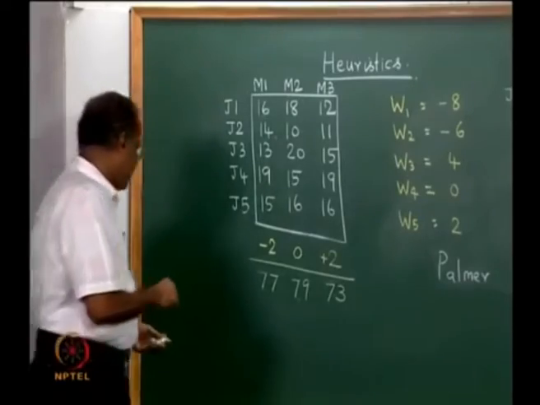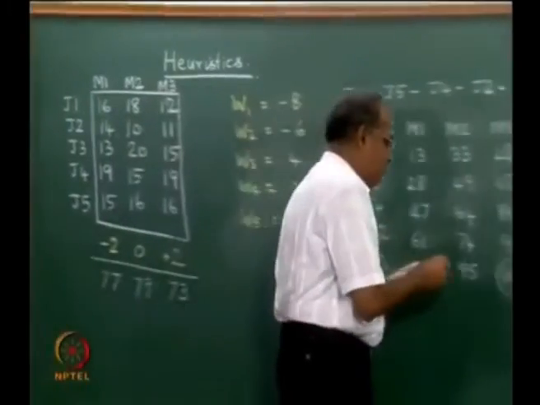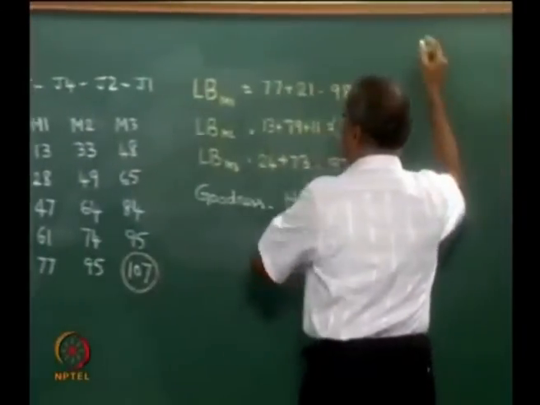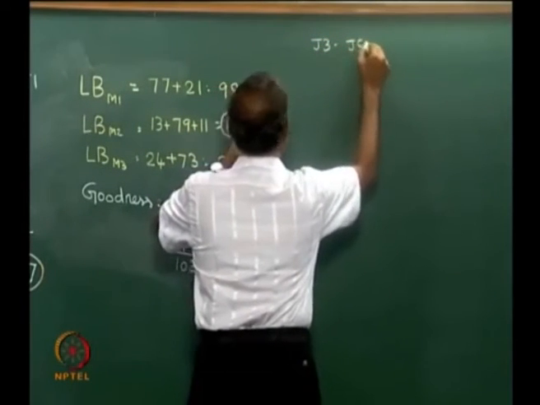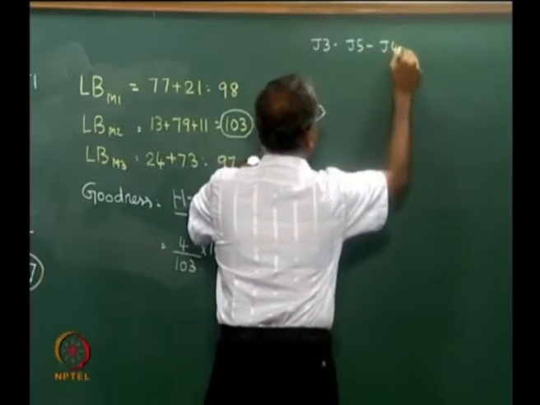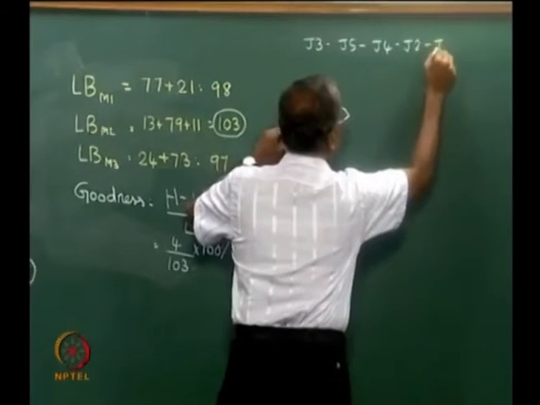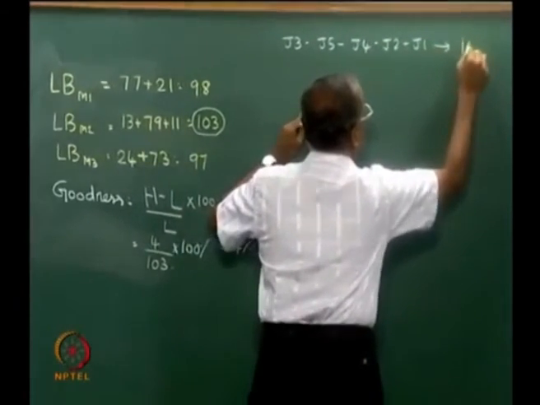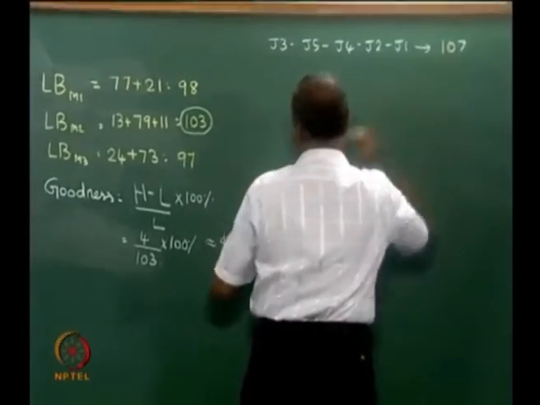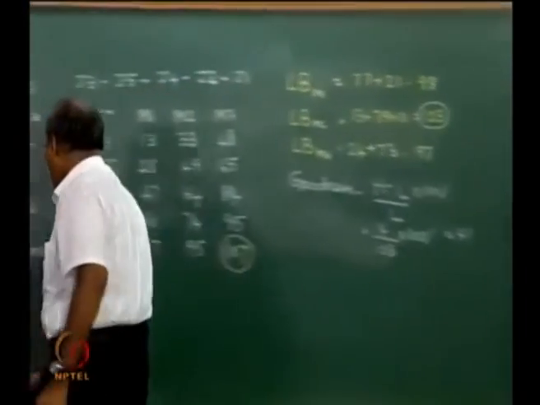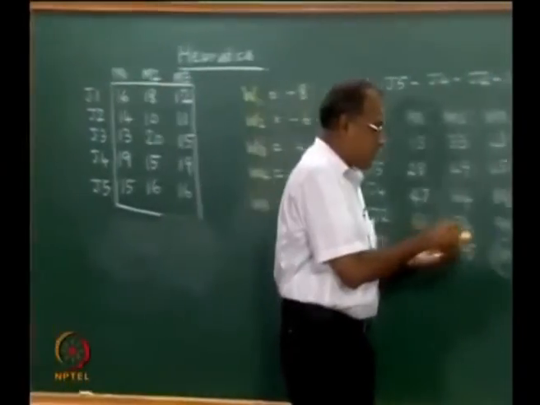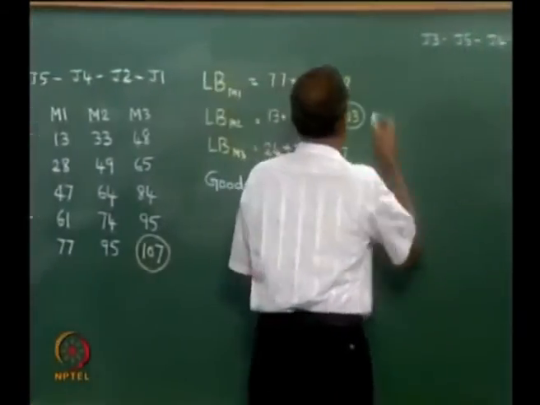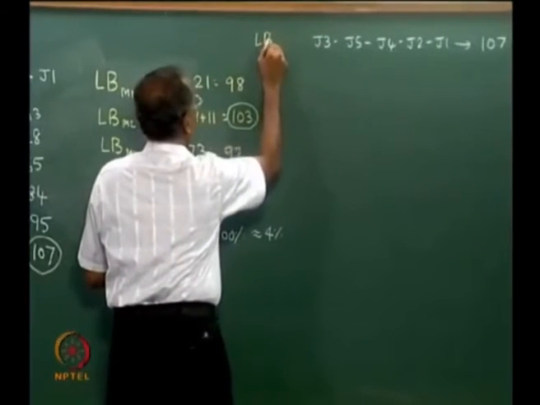Now let us go to another algorithm. Let us simply retain this solution somewhere, and let us write this solution here, which is J3, J5, J4, J2, J1 with makespan equal to 107. Now let us go back to another algorithm and see what we do. Let us also write that our lower bound is 103 that we have.